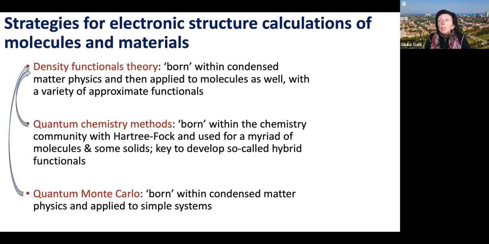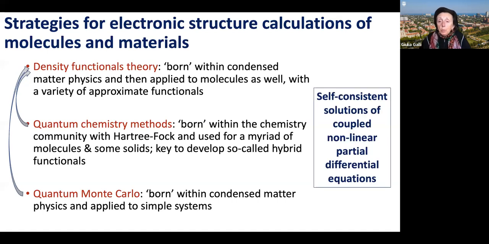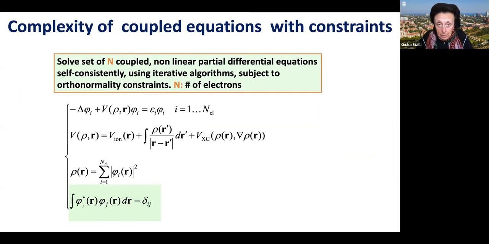So what are we doing when we solve the problem? We do self-consistent solution of coupled, nonlinear, partial differential equations. Of course, as we all know, the Schrödinger equation is linear. But with all the approximations that we come up with, we end up solving coupled, nonlinear partial differential equations with constraints.